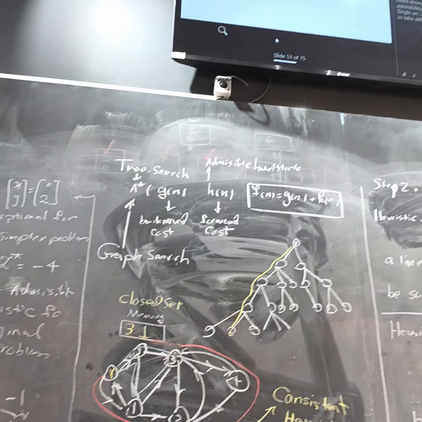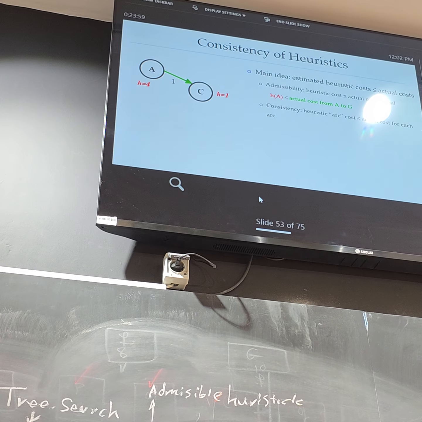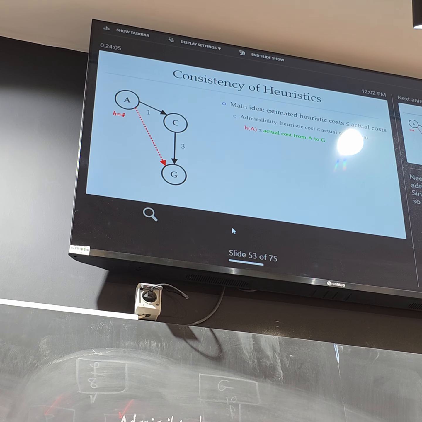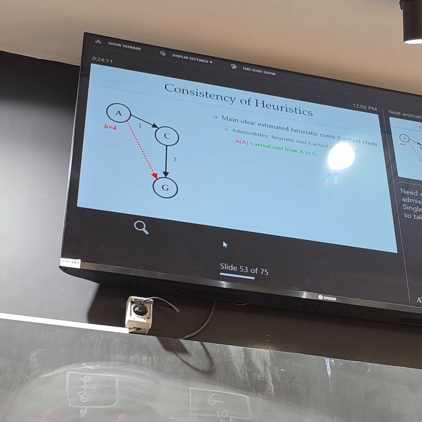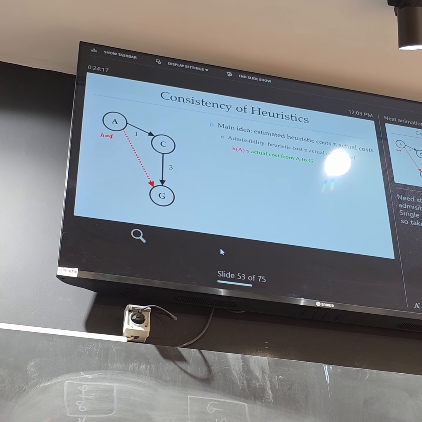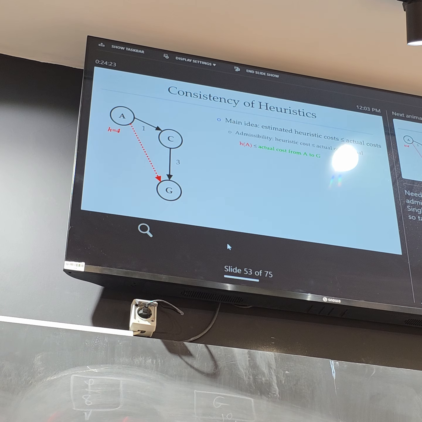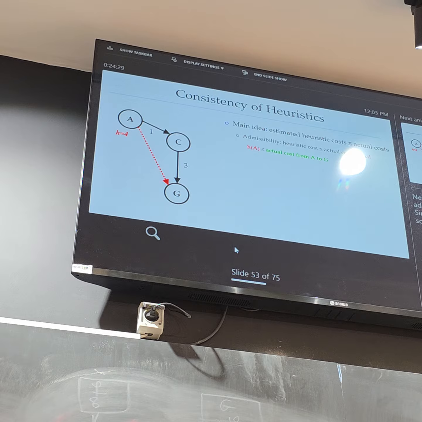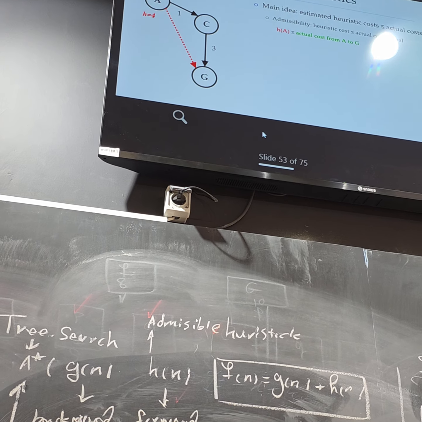This is the meaning of heuristic, as you see. There is a path from A to G. The cost is 4. Because of that, H should be defined as the lower bound of the 4. The lower bound of the 4 is 4, 3, 2, 1, 0. But if you define the heuristic equal to 5, your heuristic is not admissible. It is not consistent.